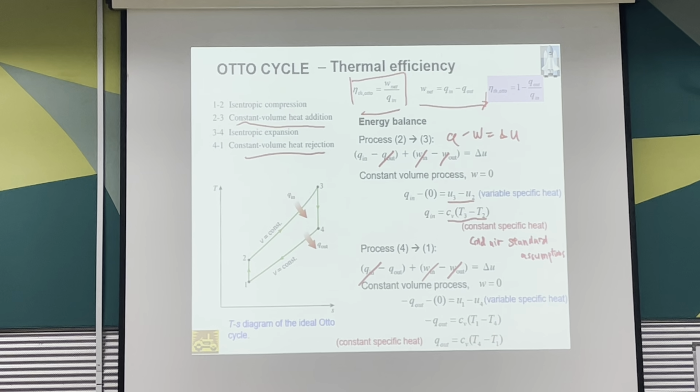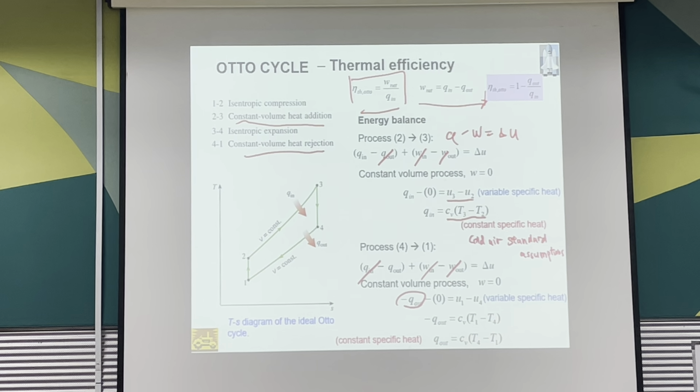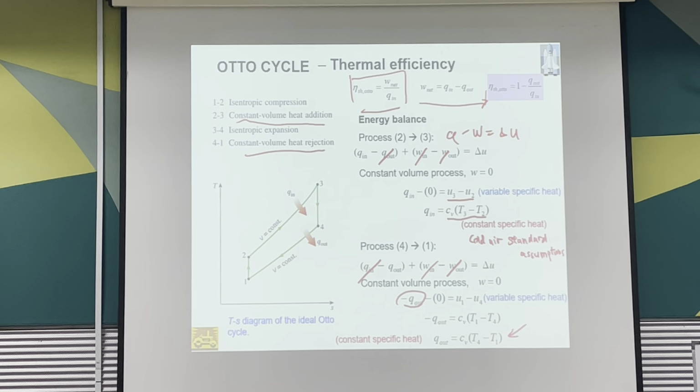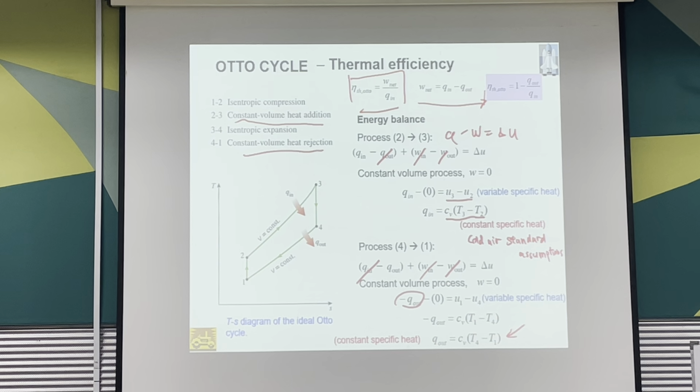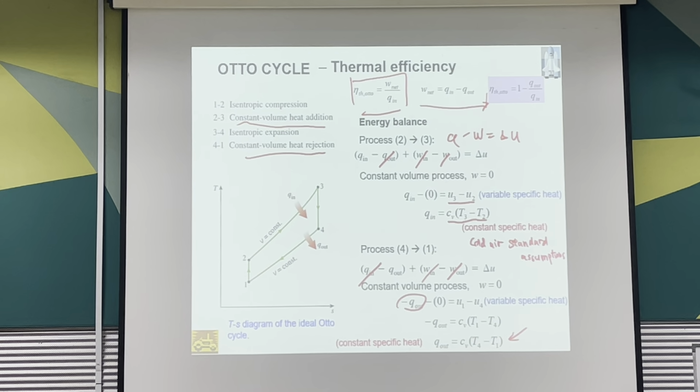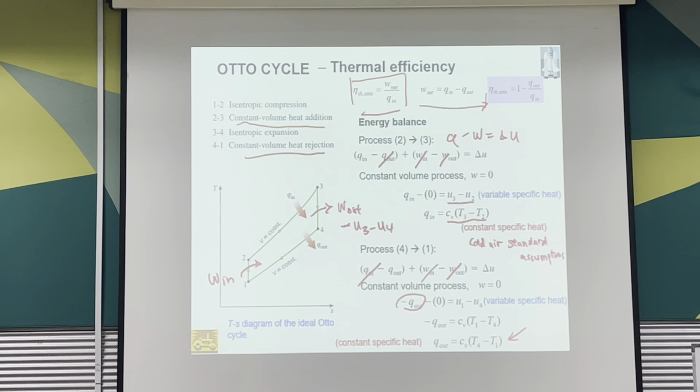Since this is negative, we change it to a positive case, then it becomes U4 minus U1 instead. When you are analyzing a cycle, most of the time you will know which one is Q out and which one is Q in, so just keep the value positive. That will do. Even though we don't show it here, similarly, if you want to find work out, we know that this is work out and this is work in, right? Similarly, you can just find work out with U3 minus U4.